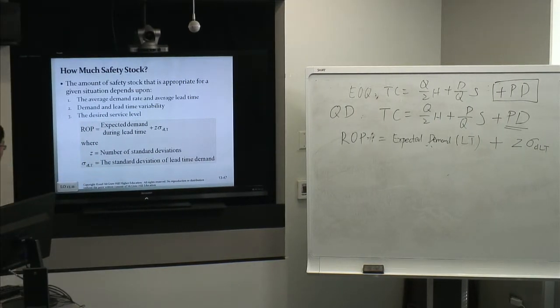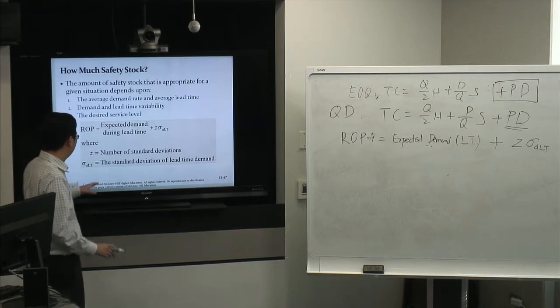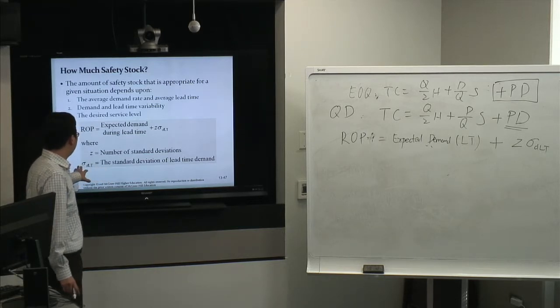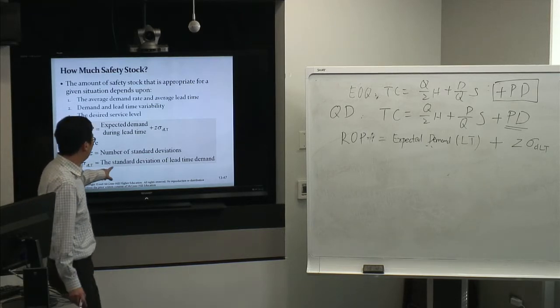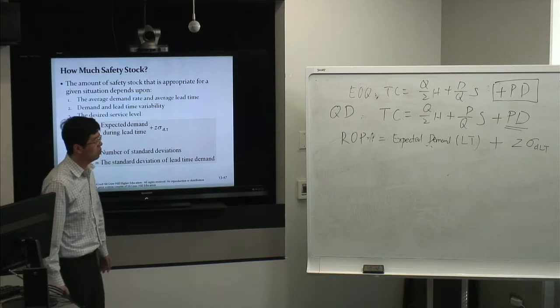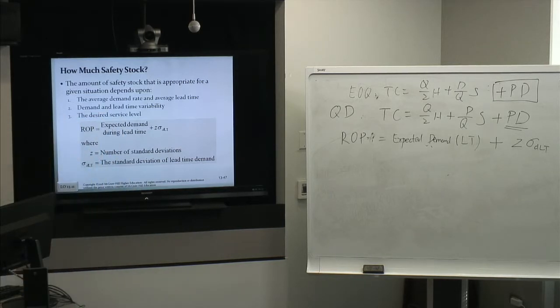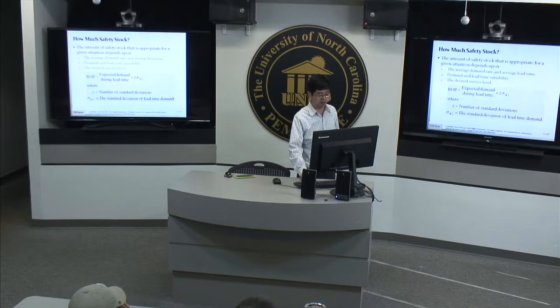You already have some experience in last class. And sigma DLT is the standard deviation of lead time demand. That means we already consider the demand and the lead time. They are random variables. They are not fixed. Then we can calculate sigma DLT.